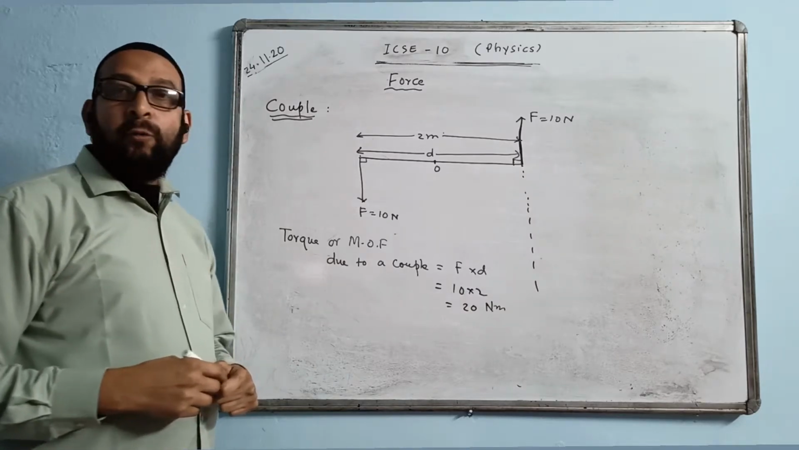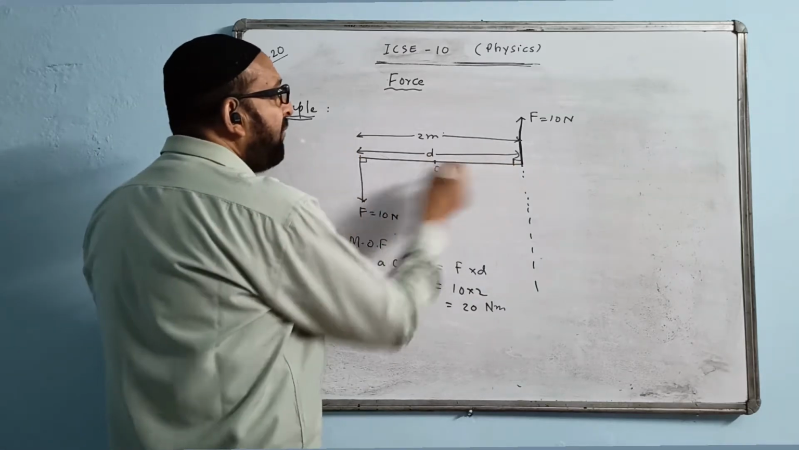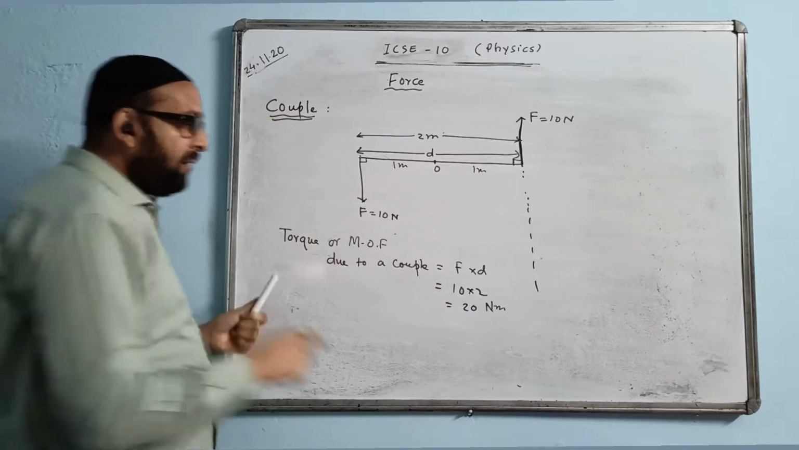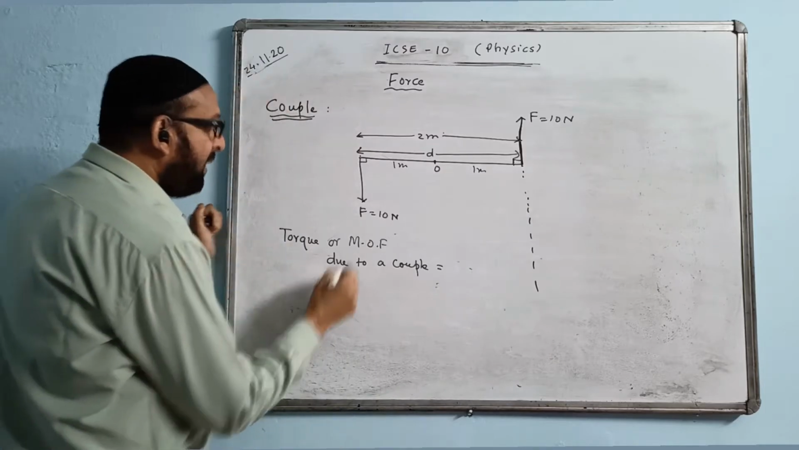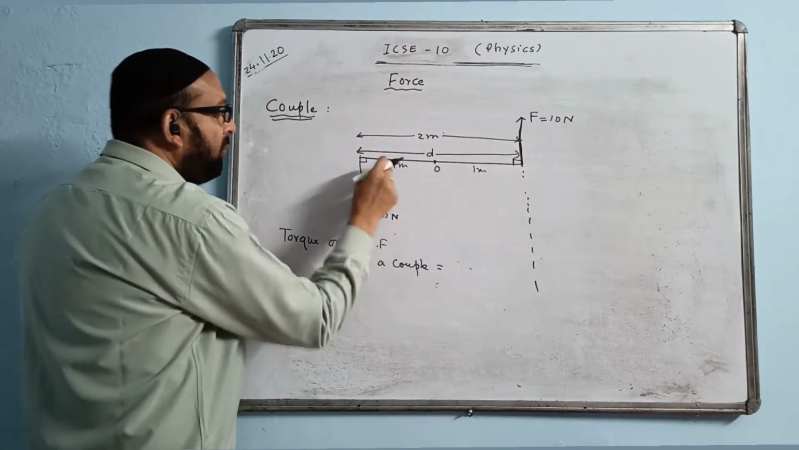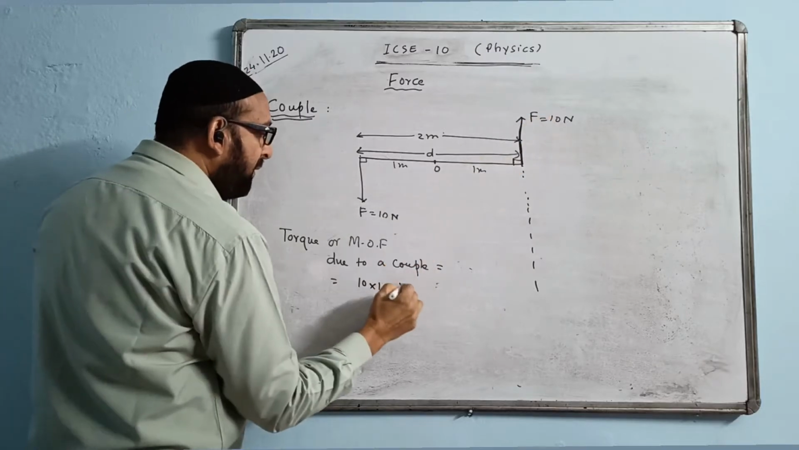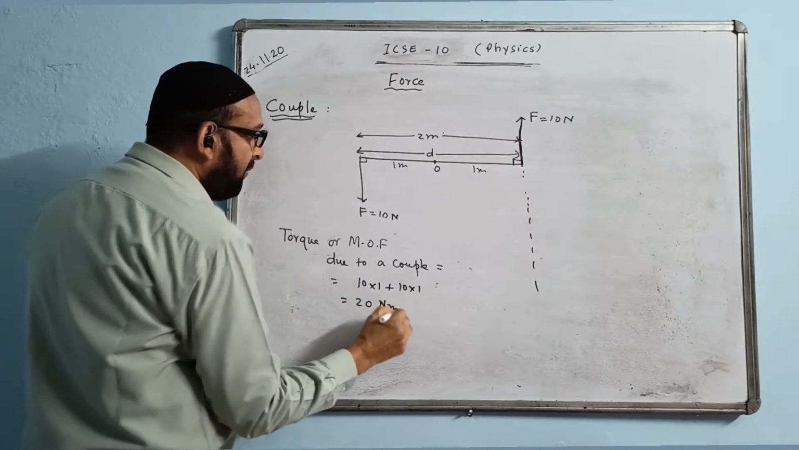Though this question we can do part wise, the answer comes the same. This entire thing is 2 meter, then half of this will be how much? 1 meter. This also will be 1 meter. So here we can write total moment of force will be, take part wise about the midpoint, 10 into 1 plus again 10 into 1, 10 plus 10, answer is 20 Newton meter. That will be the answer.